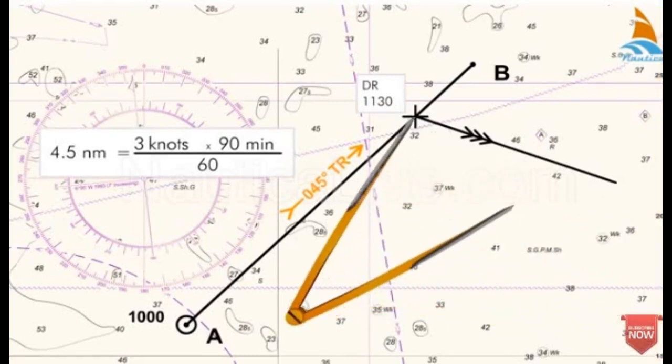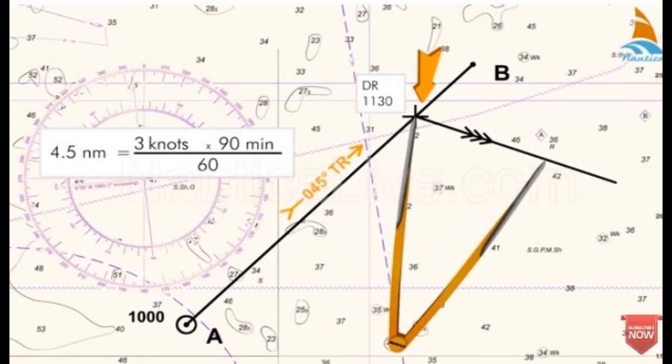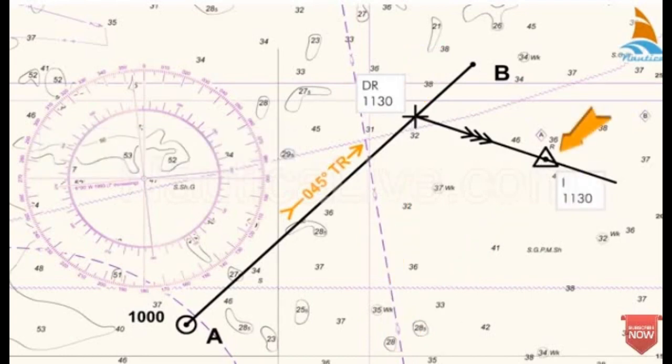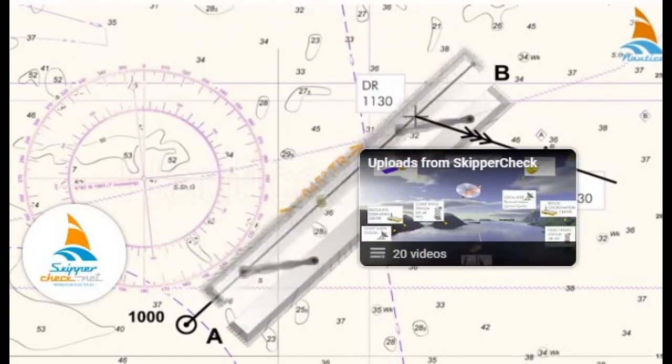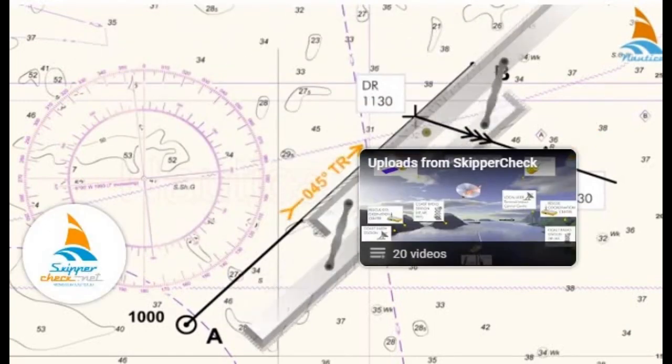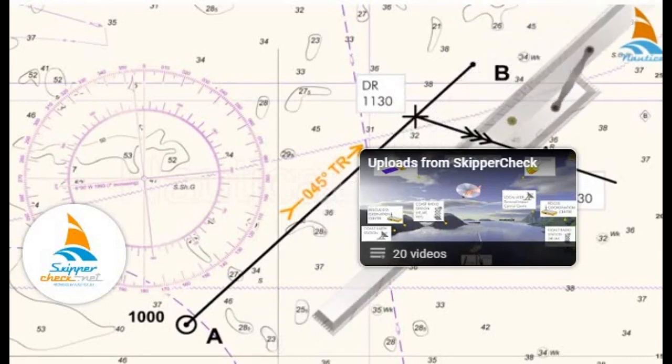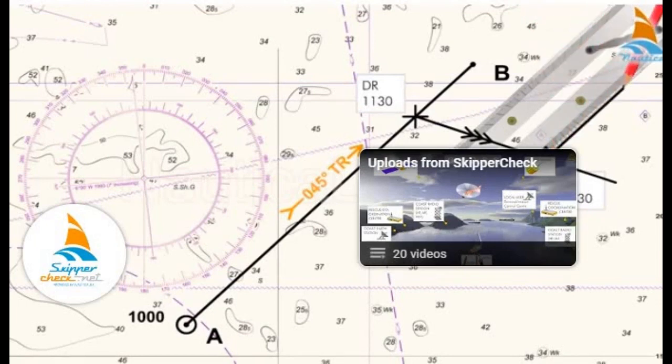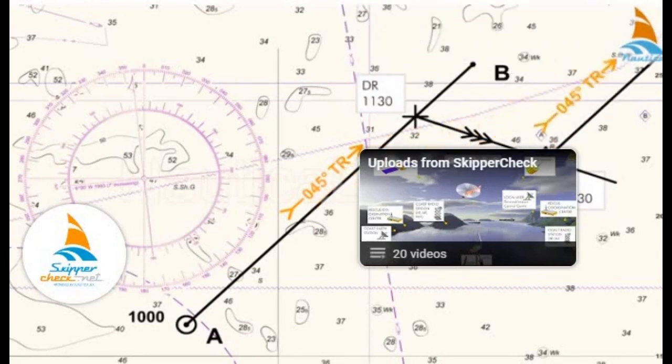We apply this span, placing one leg of the dividers on the 11:30 DR position and the other leg on the 110 degrees tide set, marking the new position with a triangle, recording the time as 11:30. This is our 11:30 estimated position, EP. Using the parallel ruler, we transfer the 045 degrees course to the new 11:30 estimated position, and from there we continue to plot our new positions as we progress on our route.